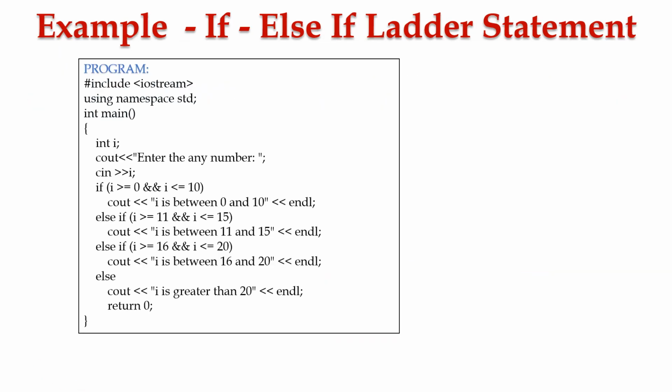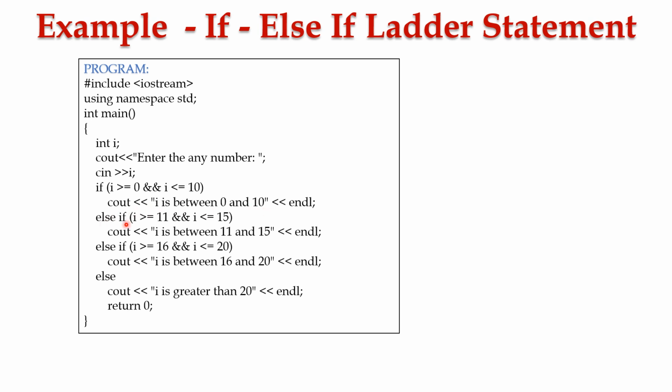Let's have an example program for the if-else-if ladder statement. In this main function, we have declared the variable i of integer data type. Using a cout statement, we have displayed to the user to enter any number. Using a cin statement, we have got the input for the variable i from the user. Next, an if statement is given here. If i is greater than or equal to 0 and i is less than or equal to 10, then using a cout statement, "i is between 0 and 10" is displayed to the user.